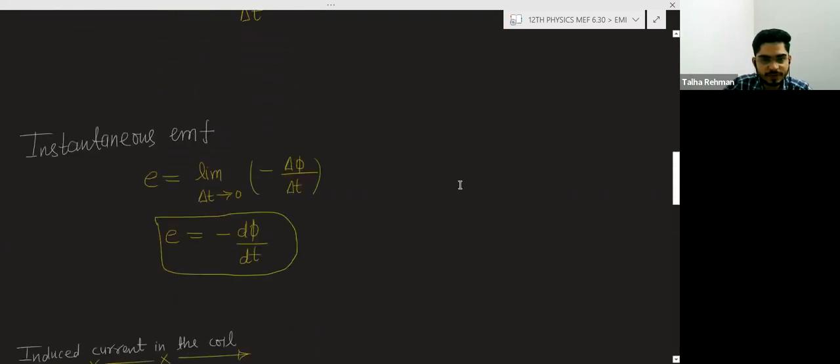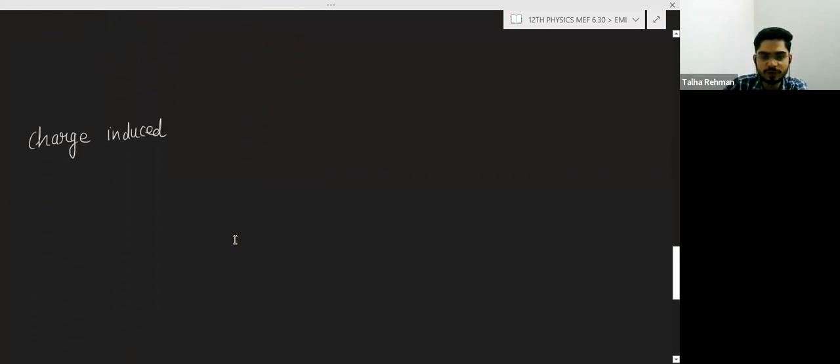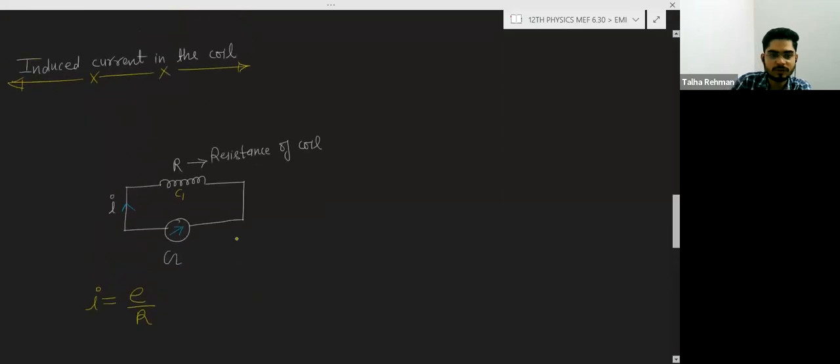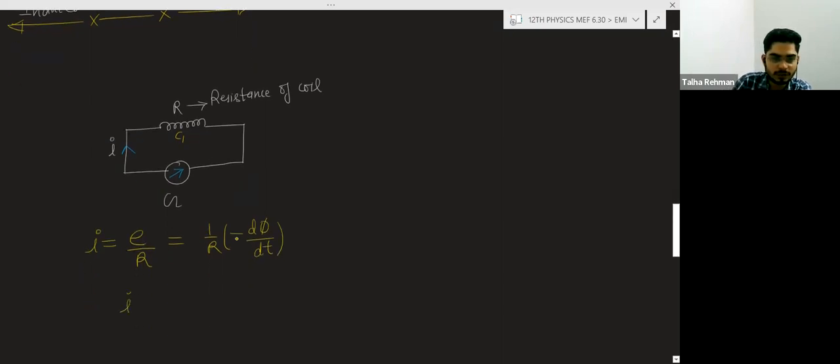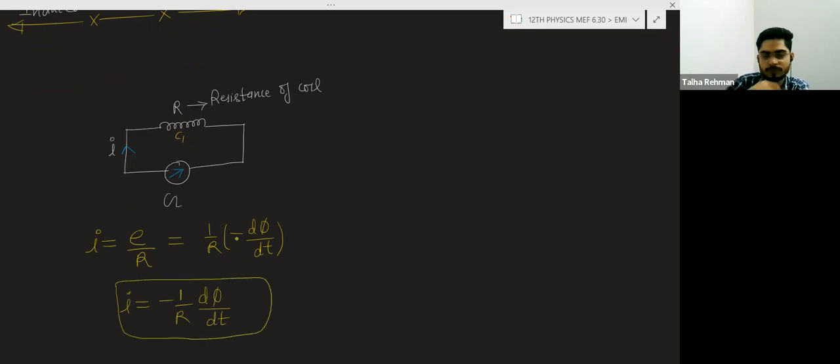And what is EMF? EMF is minus d phi by dt. I will use this instantaneous EMF. EMF is minus d phi by dt. So put it instead of E. So this will become 1 by R minus of d phi by dt. Finally, what will you get? The current in the coil will be minus of 1 upon R d phi by dt.